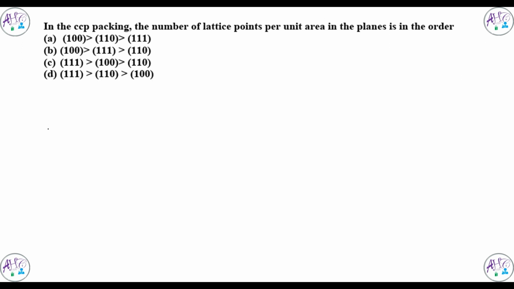Okay, next question. Okay, this is a very interesting and tricky question. In the CCP packing, they have asked the number of lattice points per unit area, what order it will be in. So we know that CCP is always going to be equal to FCC packing. Likewise, hexagonal packing is equal to, that is, face centered cubic packing. So now let's see one by one.